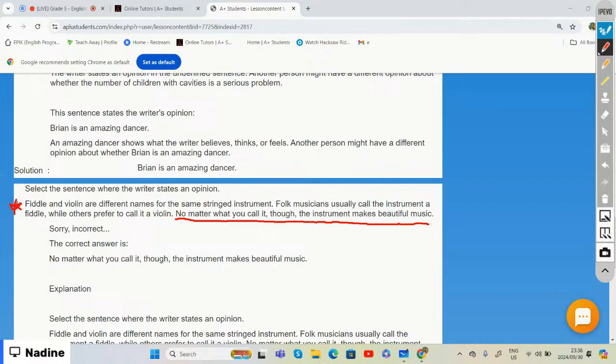So maybe somebody who plays the violin or somebody who plays the fiddle, they're going to say, no, but a violin is like this or a fiddle is like this. So for us, if you hear both a violin and a fiddle making music, we might think that both make a beautiful instrument, but the actual person who plays it will maybe say that the strings of a violin are better than a fiddle or vice versa. So that is the author's opinion, where the author says no matter what you call it though, the instrument makes beautiful music.